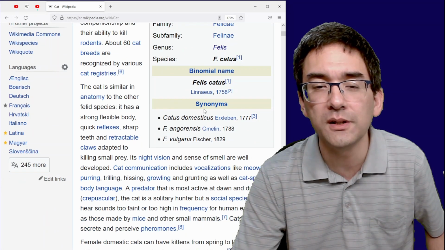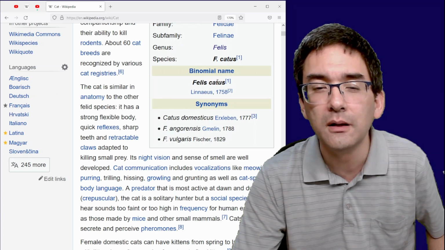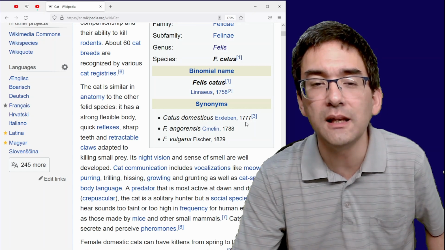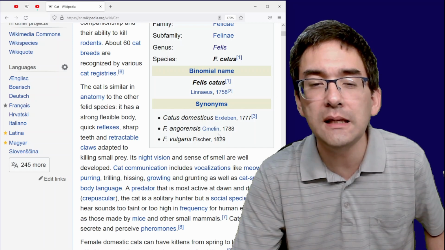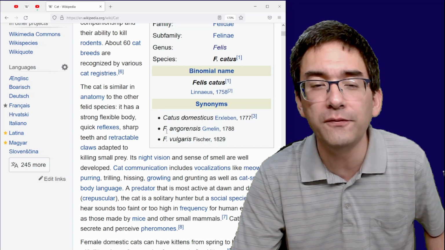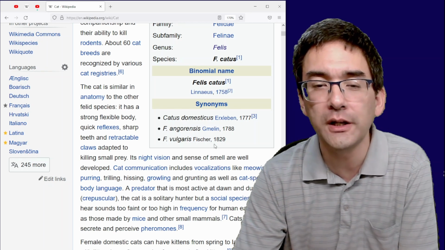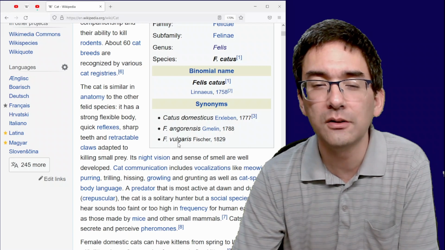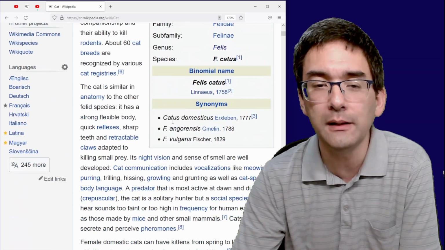Look, synonyms. What do synonyms mean? That means words that mean the same thing. A guy called Erxleben in 1777 called it Catus domesticus. Then in 1788, this person here called it Felis angorensis. And Fischer in 1828 called it Felis vulgaris. You see, there are so many people, they all gave the cat different names.